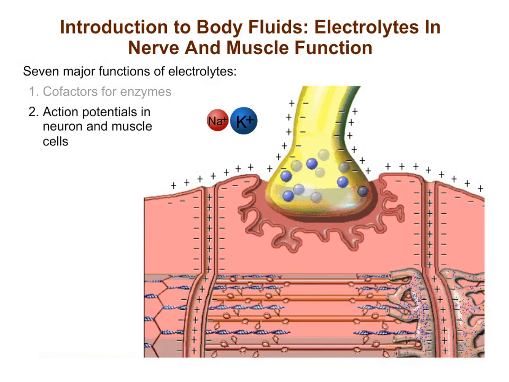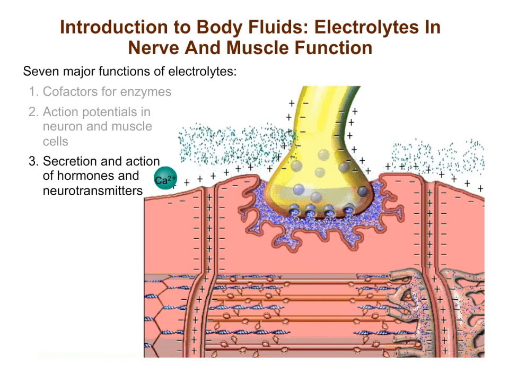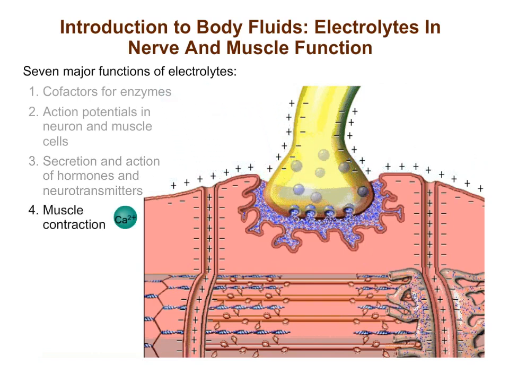Electrolytes in the form of sodium and potassium ions also contribute to membrane potential in all cells and are responsible for action potentials in neuron and muscle cells. Calcium ions are important electrolytes because they are involved in the secretion and action of hormones and neurotransmitters. The blue balls represent vesicles containing neurotransmitters. Calcium is also involved in the contraction of muscles, including the heart.